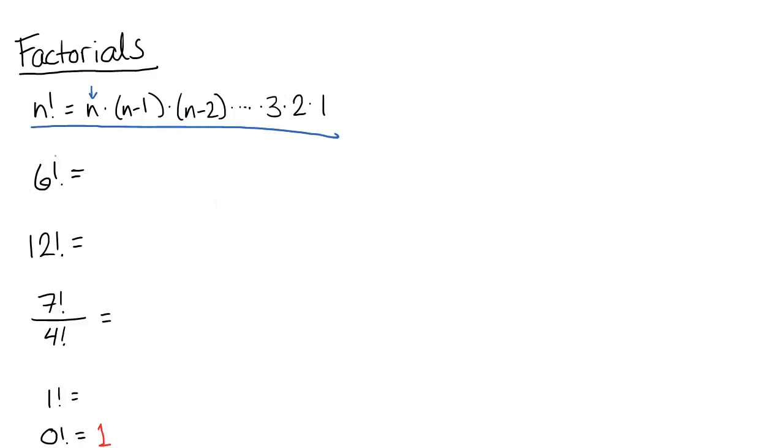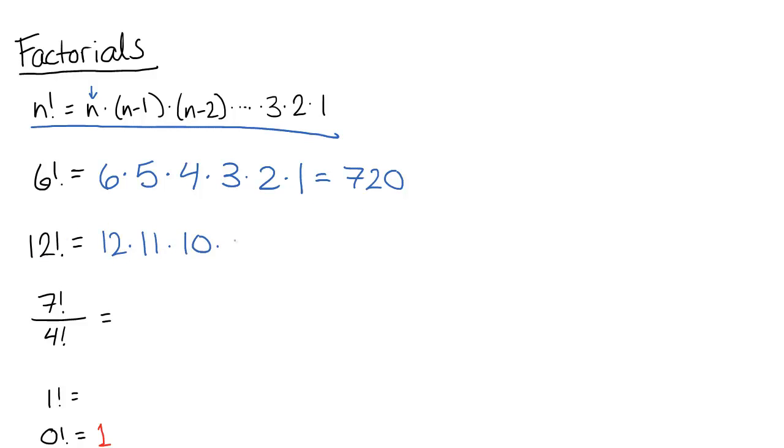So if we have, for example, 6 factorial, this means 6 times 1 less, which would be 5, then 4, 3, 2, 1, and it would be that product. So 6 factorial comes out to 720. 12 factorial is the same thing. We're going to have 12 times 11 times 10 times 9. I'm not going to write all these out, right? We see the pattern here, and we get all the way down to the bottom.